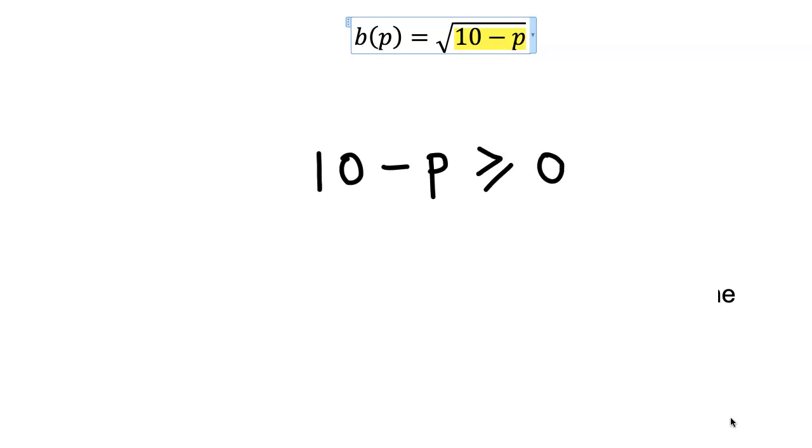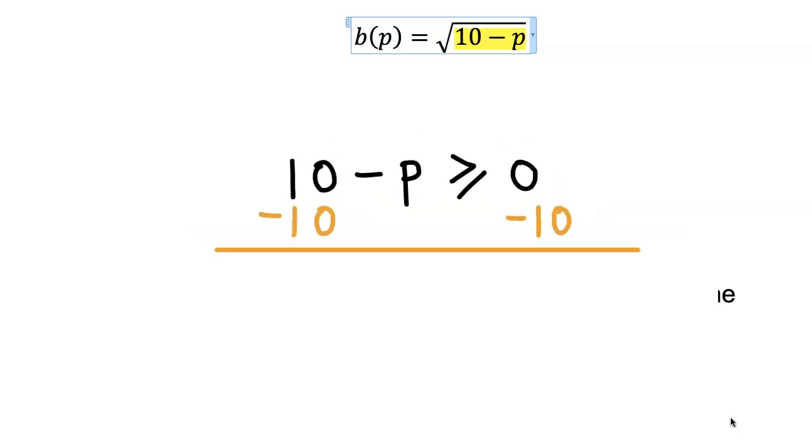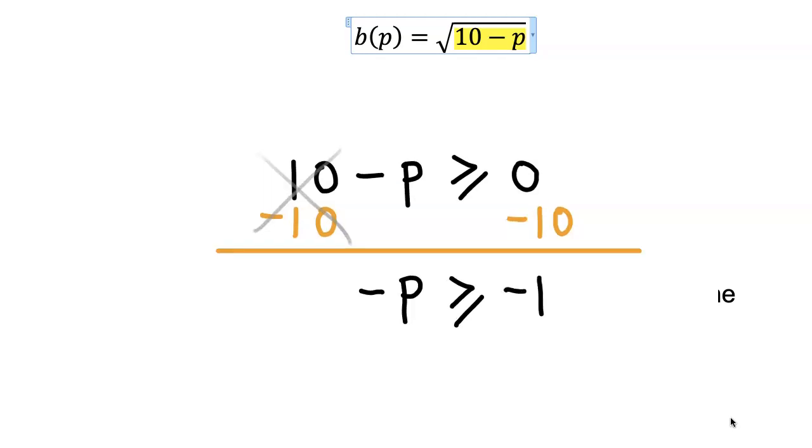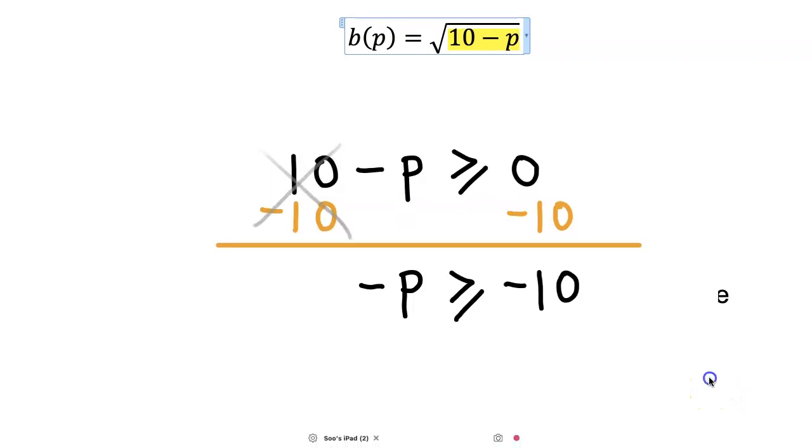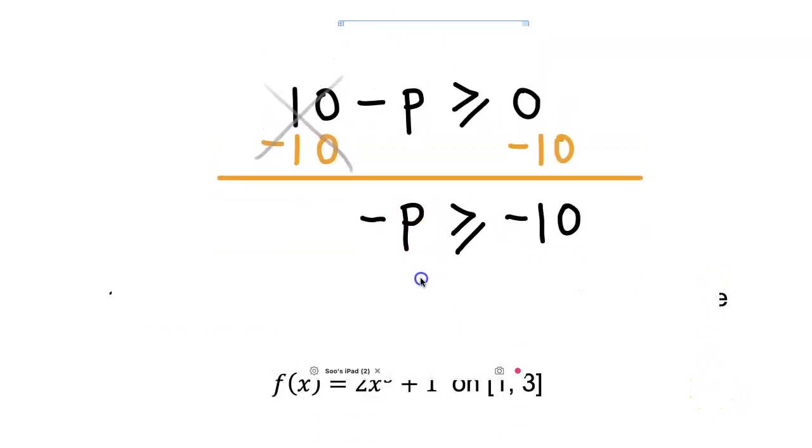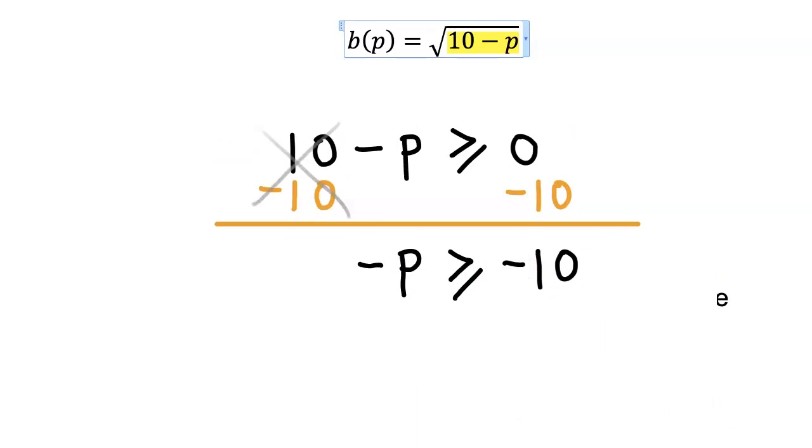Look, I'm going to start by subtracting 10 from both sides, because that 10 is positive. We can subtract 10 to cancel out that 10. If you subtract 10 from both sides, that 10 is gone, but we still have negative p. And we get negative p is greater than or equal to 0 minus 10, which is negative 10.